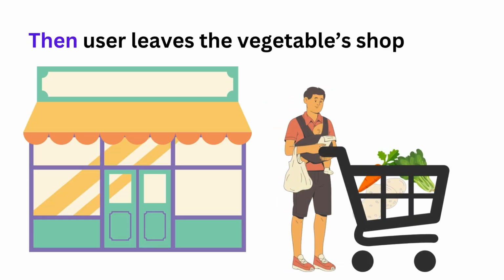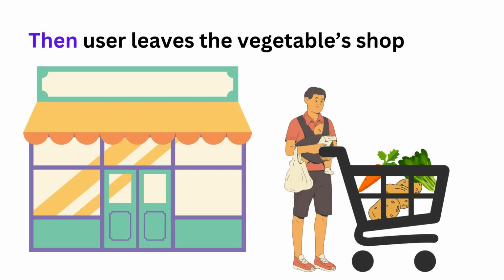After you're done with your payment, you will leave the shop and go home to cook food. That means you must be hungry. In Gherkin language, you can say this: Then user leaves the vegetables shop. That's it. You just learned most of the Gherkin commands easily.